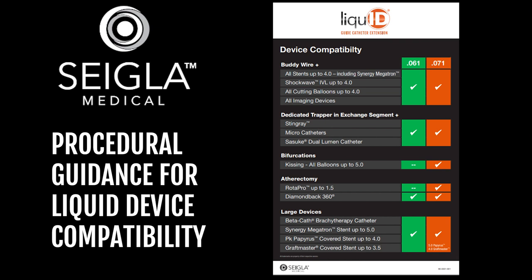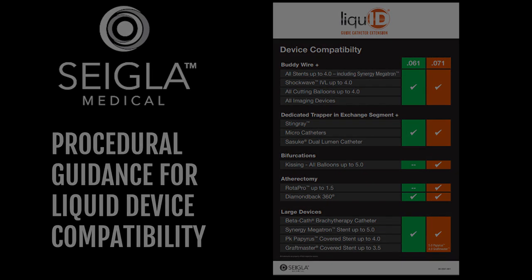A microcatheter can be trapped with a dedicated trapping device in the distal shaft of our 6 French device. They don't fit in any other device. Two 5.0 NC balloons fit in our 7 French device. They don't fit in any other 7 French device. A 1.5 Rotaburr fits in our 7 French device. So simply put, more equipment fits with fewer limitations.